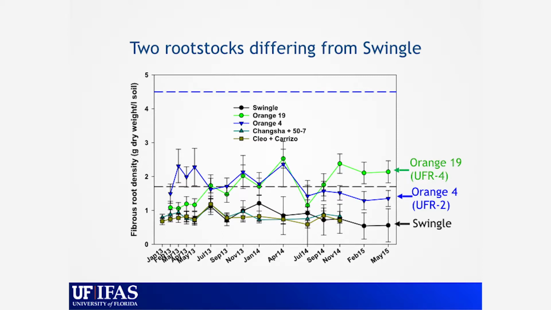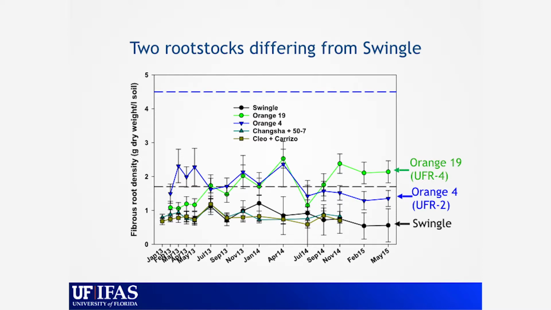So here we have Swingle as our standard rootstock comparison, and a few other so-called somatic hybrids of rootstocks, Shangsha 50-7 trifoliate, or Clio, and Carrizo as two comparisons that behave like Swingle. And then we have these two UFR rootstocks. One's called Orange 19 or UFR 4. The other is Orange 4 or UFR 2.